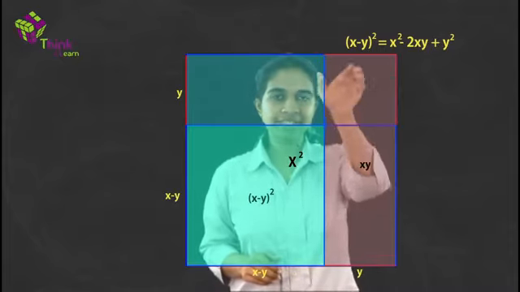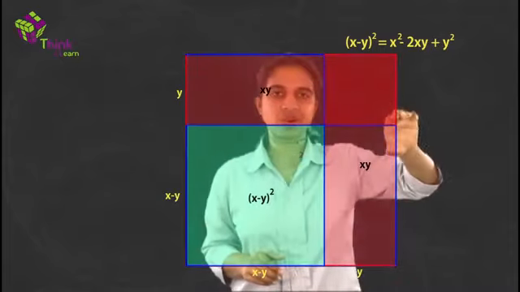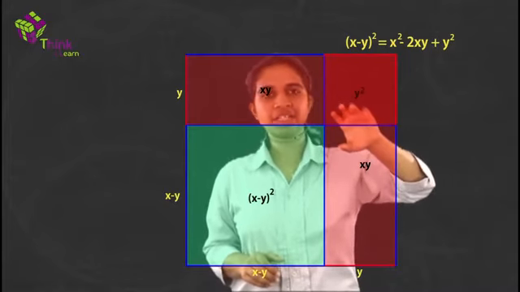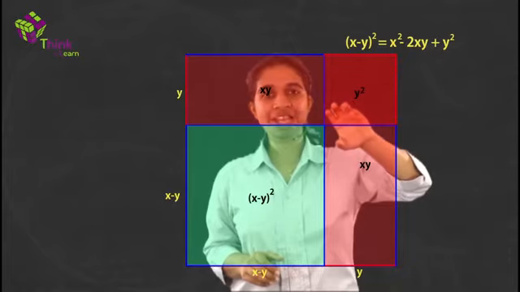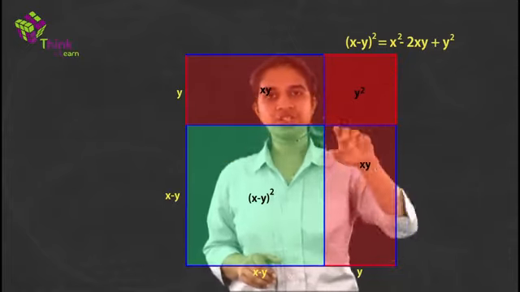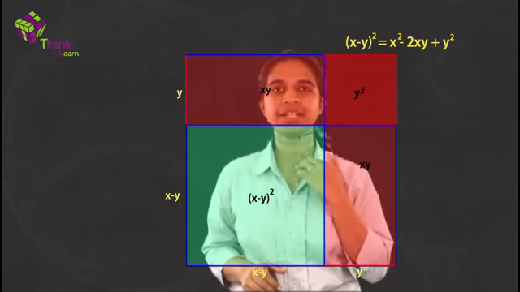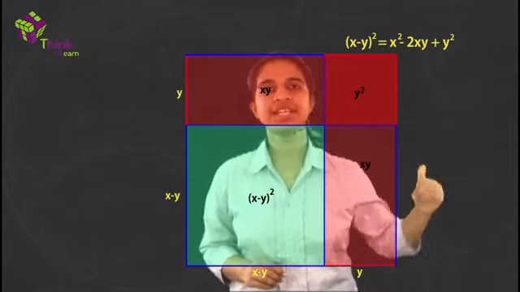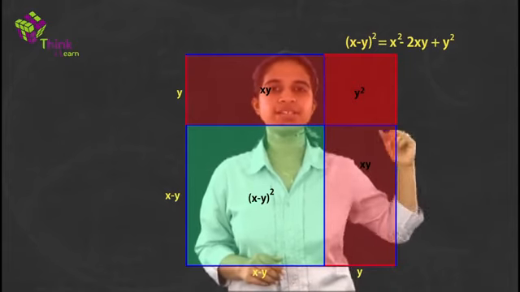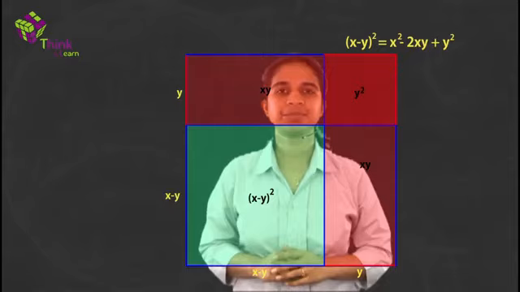Subtract this one. This is nothing but xy and this is nothing but xy. So subtract xy and xy. Now this square here, which is equal to y square, got subtracted twice, right? You subtracted it once vertically, once horizontally. So we need to add it back once, right? We subtracted it twice, so we'll add it back once. That's how you get x squared minus 2xy plus y squared, correct?